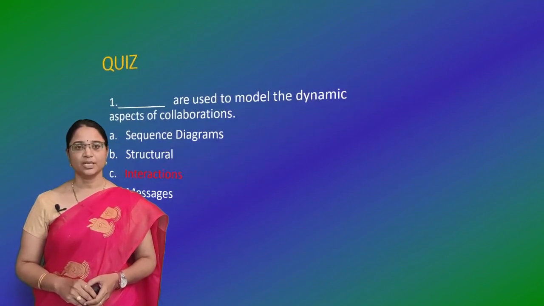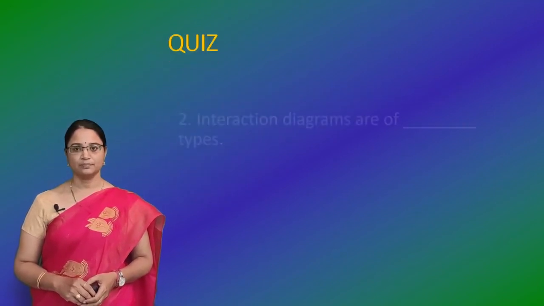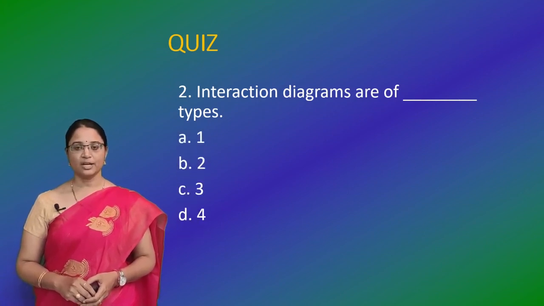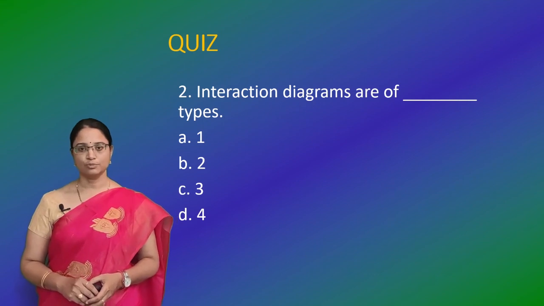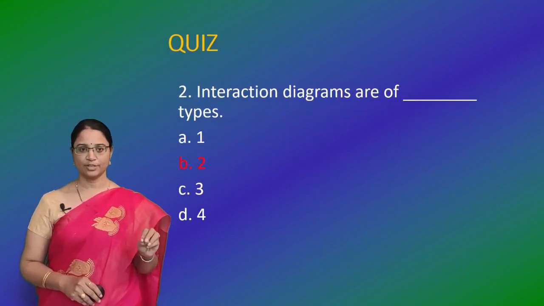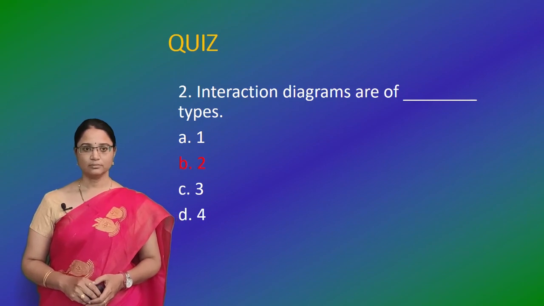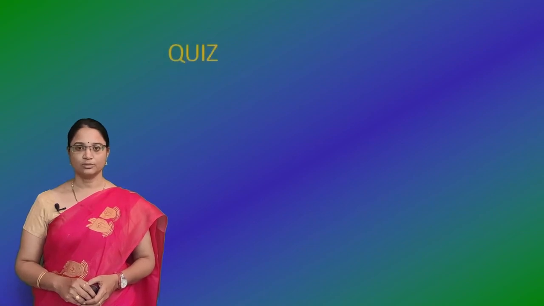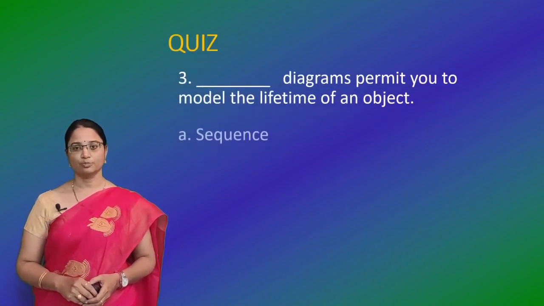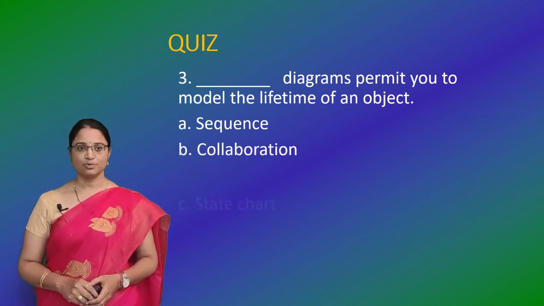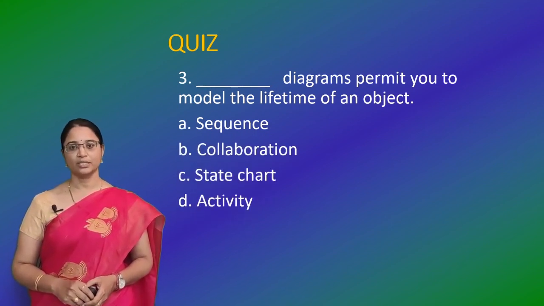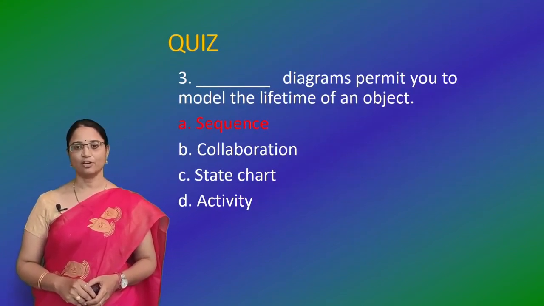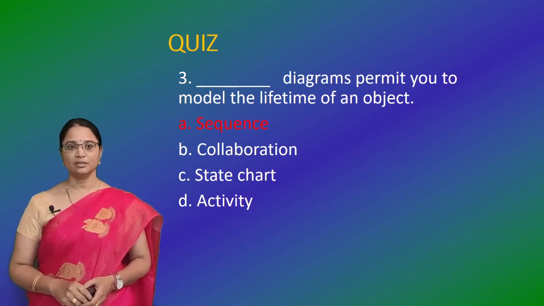Coming to the second question, interaction diagrams are of dash types. So options are 1, 2, 3 and 4. So interaction diagrams exist in two forms. One is the sequence diagram, second one is the collaboration. Dash diagrams permit you to model the lifetime of an object. So if you want to tell about the lifetime of an object, which diagram is used? So sequence diagram, collaboration, state chart, activity. So we know that lifetime can be represented by using the lifeline of an object. That can be represented in the sequence diagram.